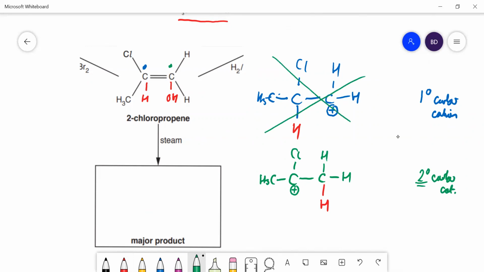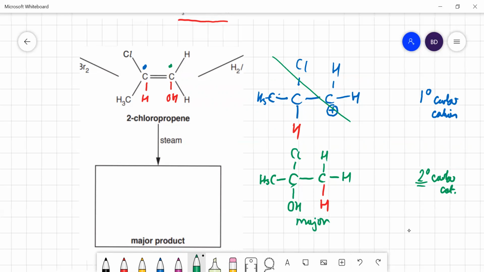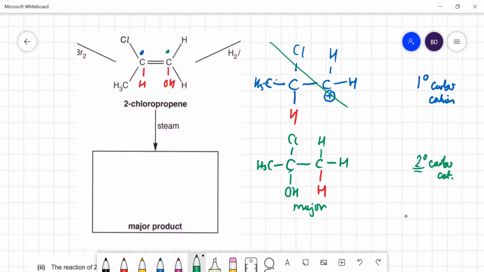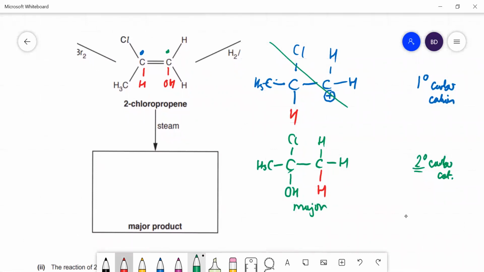Now that's then going to react with the other bit of the water molecule, the OH, so the OH is going to go on there. So that is going to be our major product, that one there. So that last bit is a bit more difficult than the other ones, okay? And it's a major product because it goes through the secondary carbocation. This one that goes through the primary would end up giving us the primary alcohol there, which you wouldn't get as much of. That'd be the minor product.